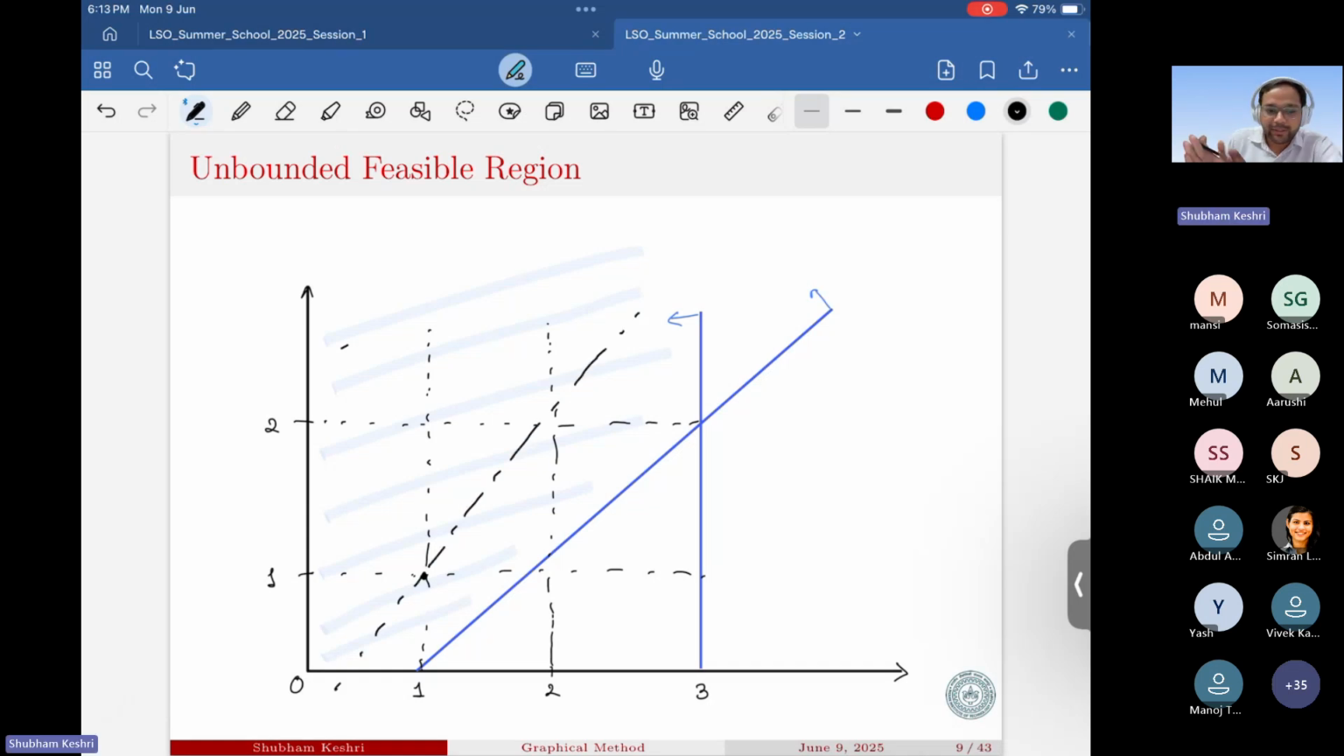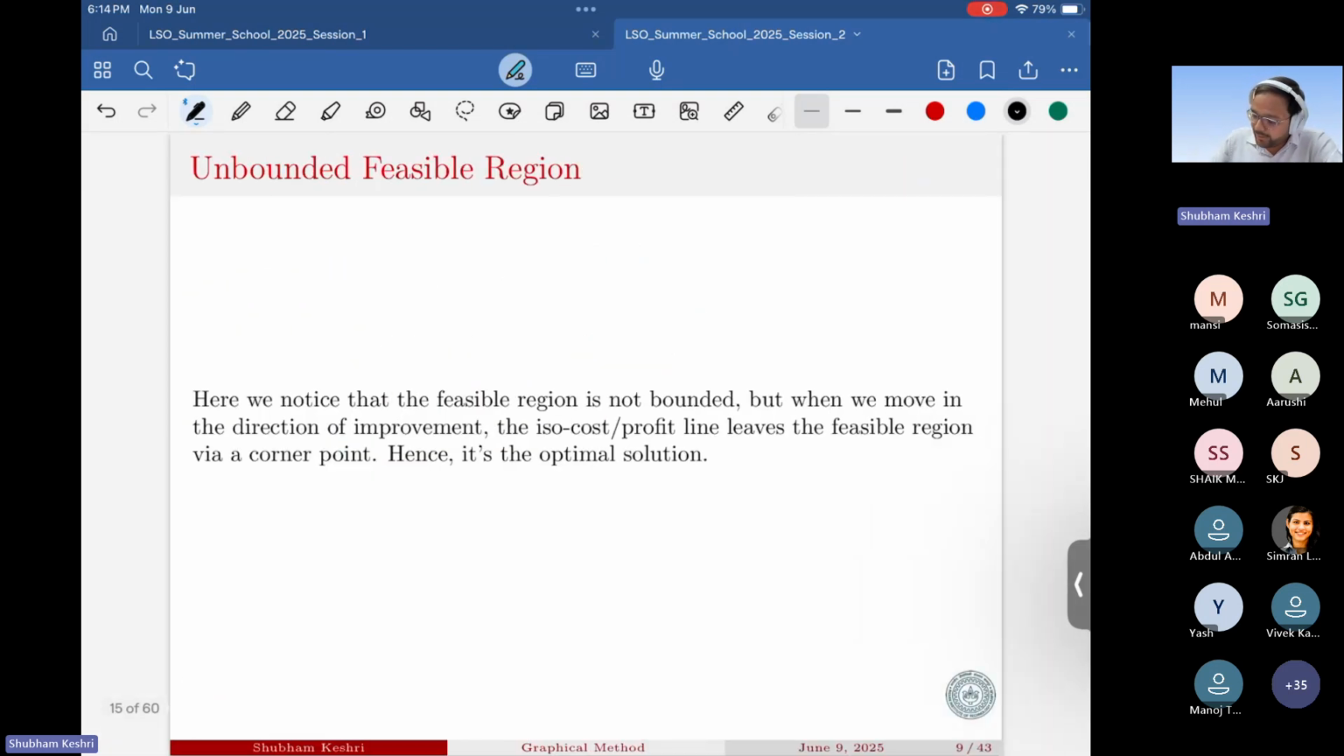It will look something like this. It may not be appropriate, but it will look something like this. Now, if you again do the same task, you will observe that this side is the portion where the objective function value increases. This isocost line has the direction of improvement in this direction. And this line exits the feasible region via this point. So it is exiting the feasible region via this point, and it is again a corner point, which is 3, 2. Okay. So this is one observation we made here.